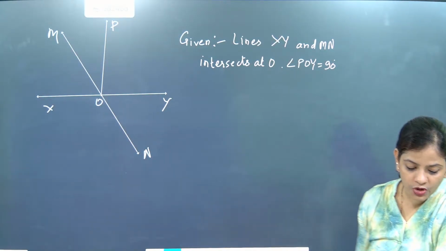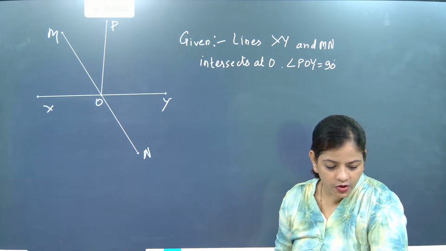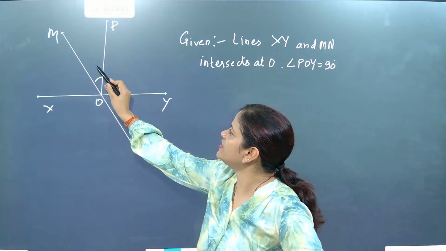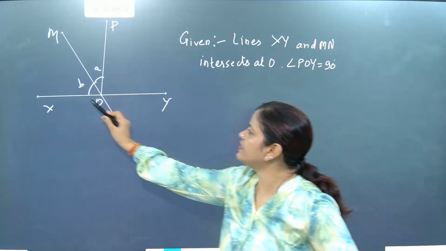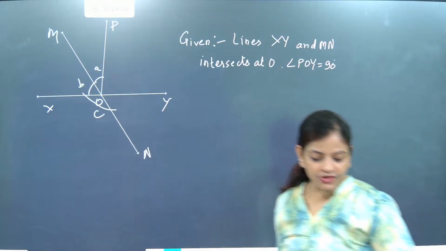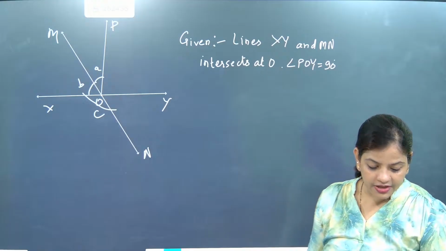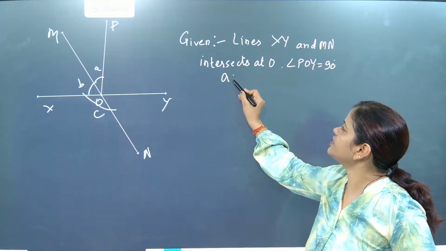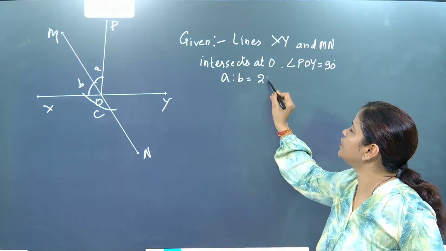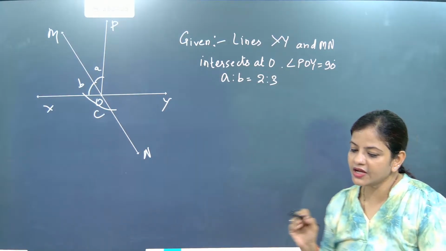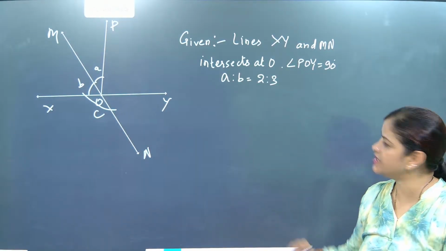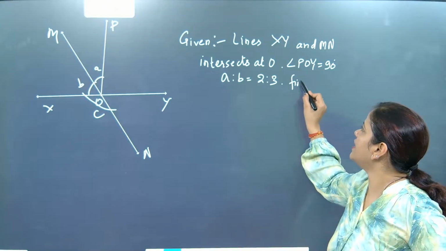So angle POY, and another thing in the question they have given this as A, this as B, and this part as C. After that, in the question itself, A is to B is equal to 2 is to 3. These are all given informations. Okay, vertically opposite angle, absolutely correct. Now they are telling find C.